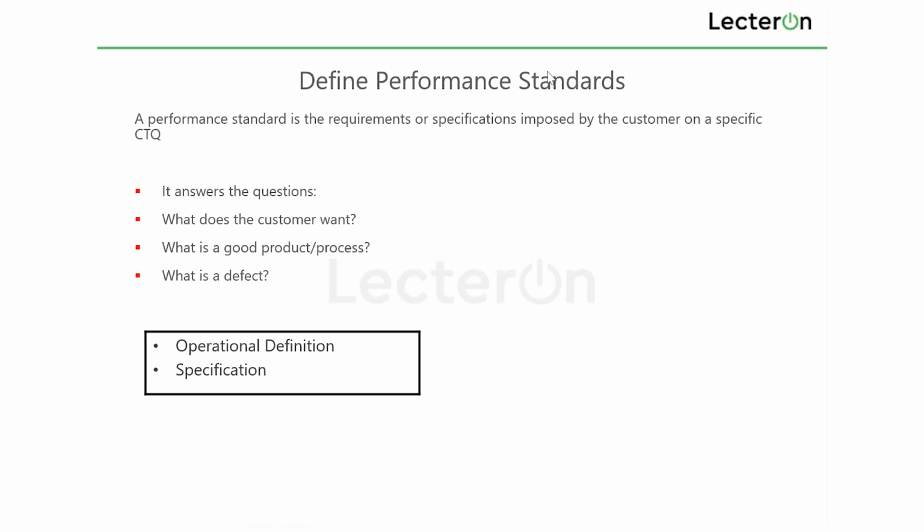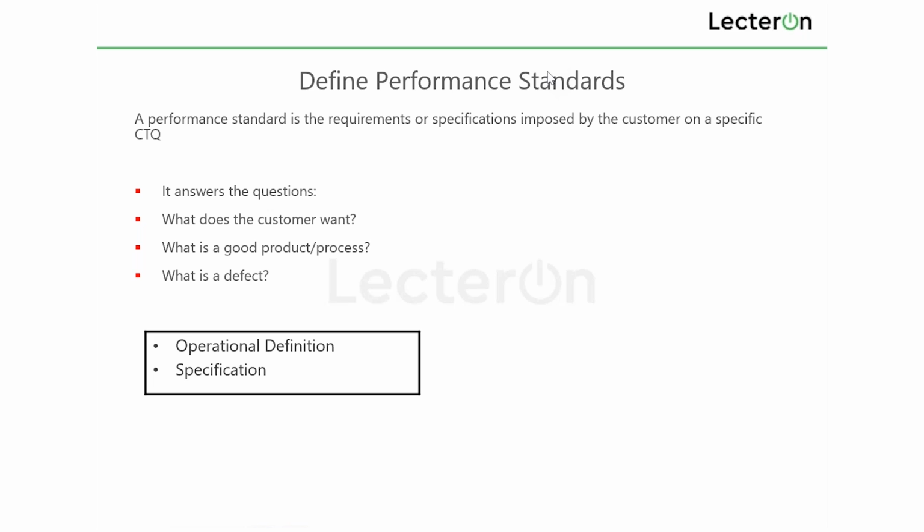So performance standard, if you look at it, in measure phase, what we do is that we take care of three things. One is what to measure, how to measure, and how to ensure what we are measuring is correct or not. So performance standard is a requirement, or a specification imposed by the customer on a specific CTQ. It answers questions about what does the customer want, what is a good product, what is a good process, what is a good service, what is a defect.